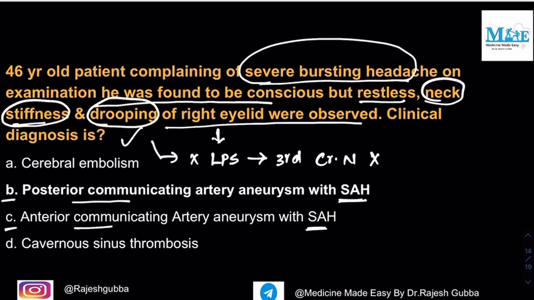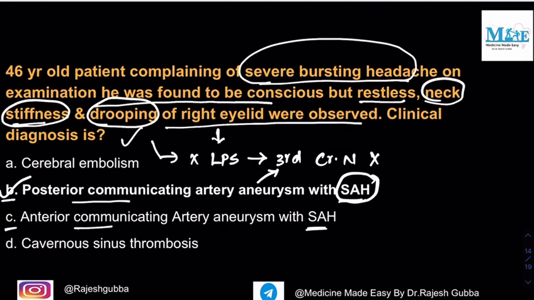Now, between the posterior communicating artery and the anterior communicating artery, which vessel is near to the third cranial nerve? It is the posterior communicating artery. So the posterior communicating artery aneurysm can cause the compression of the third nerve, causing the drooping of the right eyelid, and because of the subarachnoid hemorrhage, the patient has developed severe bursting headache and there is also the neck stiffness.